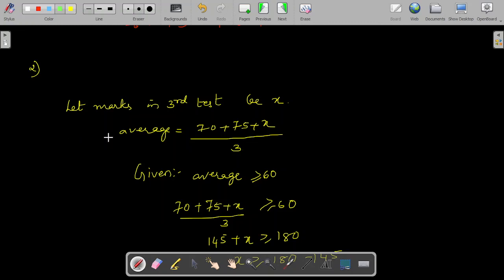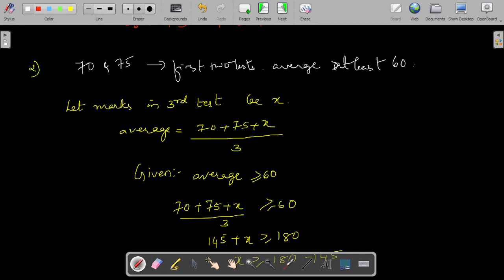Now, the second question. Suppose there is a person who has scored 70 and 75 in the first two tests, and he wants the average to be greater than or equal to 60, at least 60. Average should be at least 60. So what must be the marks in the final third test?